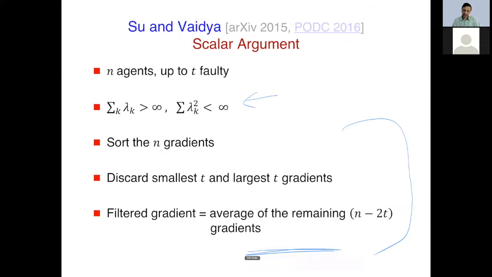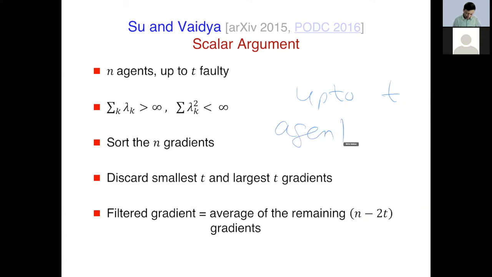Again, remember that the parameter for this particular example is a scalar. So those gradients are just real numbers. And the server is receiving n real numbers, n gradients from the n agents. Some of them are faulty. And we are going to assume that up to t agents out of n are faulty, or compromised.